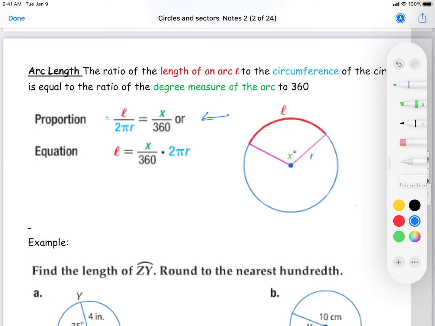Because we can even extend this out to be, well, this is going to equal the area of my slice over pi r squared. So all three of those are actually equal. So I can use any set of those in order to solve for any pieces. So that's why I prefer you use this one, the top one.